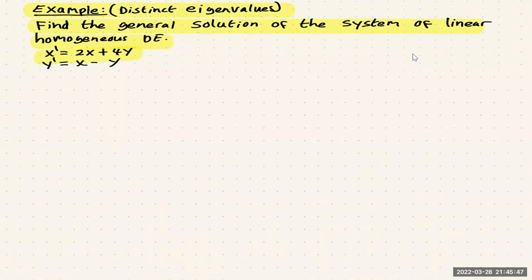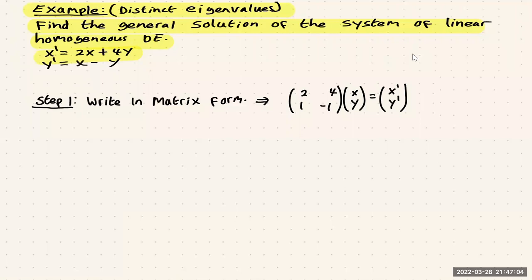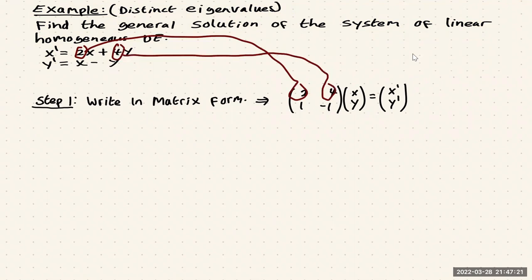Okay, so step one is to write it in matrix form. So let's do that. To write in matrix form, the 2 here corresponds to the 2 in the matrix over here. The 4 here corresponds to the 4 here. The 1 in front of the x corresponds to the 1 here. And the negative 1 in front of the y corresponds to the guy here. Then you write the x, y on the outside equals x prime, y prime.